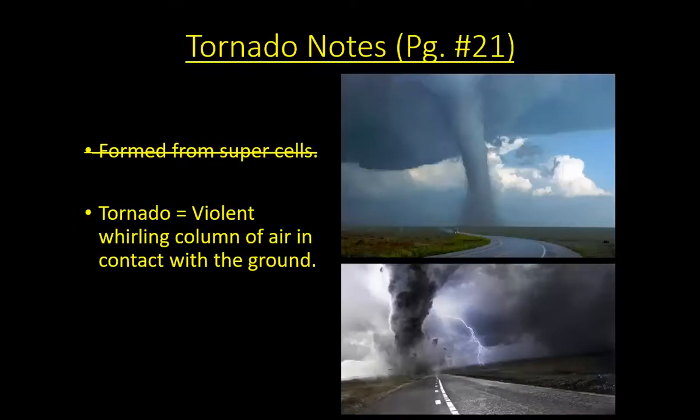I think we haven't done this yet. So on page 21, let's just define the word tornado. We're just going to say it's a violent whirling column of air in contact with the ground. It's going to decimate and destroy everything in its path.